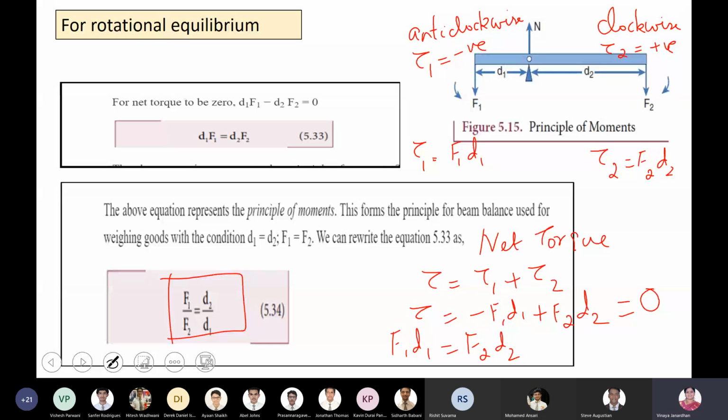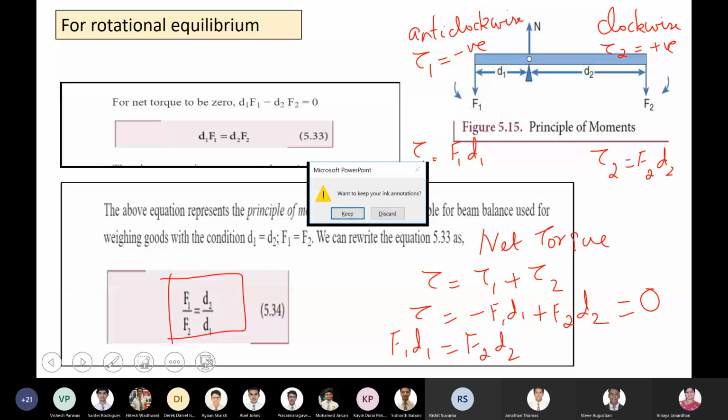Johan, Jonathan, Johan and Jonathan. Okay, ma'am, I finished this. Now we'll start with the numerical. Now you are going to do the numerical.